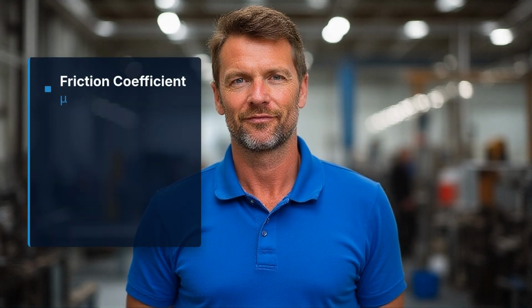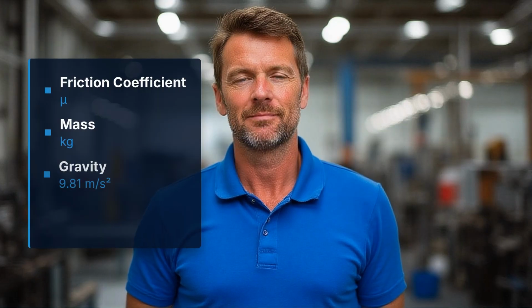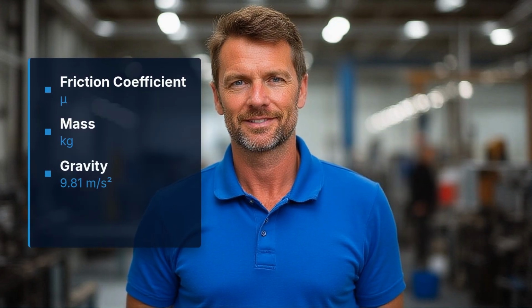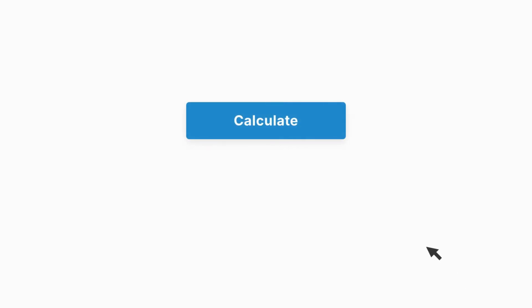Additional fields include the friction coefficient mu, mass in kilograms, gravity in meters per second squared, which defaults to 9.81, and surface angle in degrees, which defaults to 0. After clicking Calculate, the results appear below.